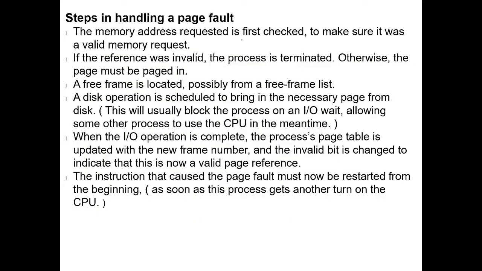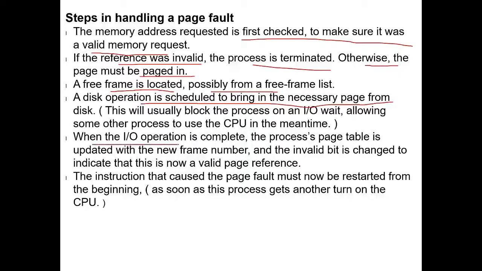The memory address requested is first checked to make sure it was a valid memory request. If the reference was invalid, the process is terminated. Otherwise, the page must be paged in, brought into the physical memory. First of all, a free frame is searched. If there is no free frame, then a disk operation is scheduled to bring the necessary page from the disk. When the input operation is complete, the process page table is updated with the new frame number. Then the instruction that caused the page fault must be restarted. Again it will start the re-execution.